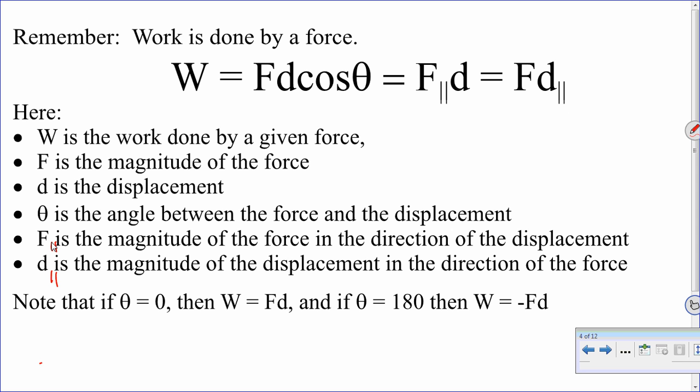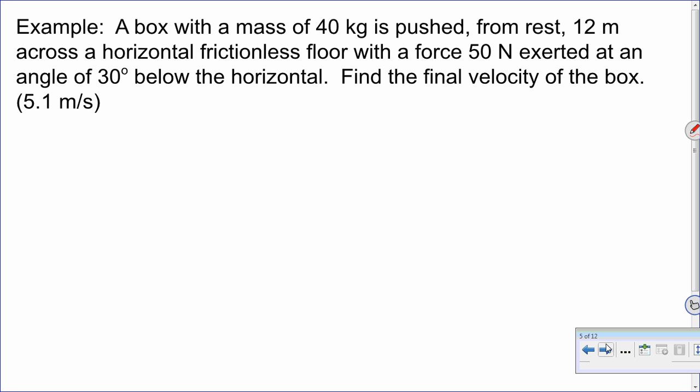So let's do this. I think there's a lawnmower example or a box example on the next page. Box. Okay. Everybody good with this? I think, again, probably the easiest way to get it is just by doing an example. So here we go. We've got a box with a mass of 40 kilograms. It's pushed from rest 12 meters across a horizontal frictionless floor with a force of 50 newtons exerted at an angle of 30 degrees below the horizontal. Find the final velocity of the box. And the answer's there in parentheses.